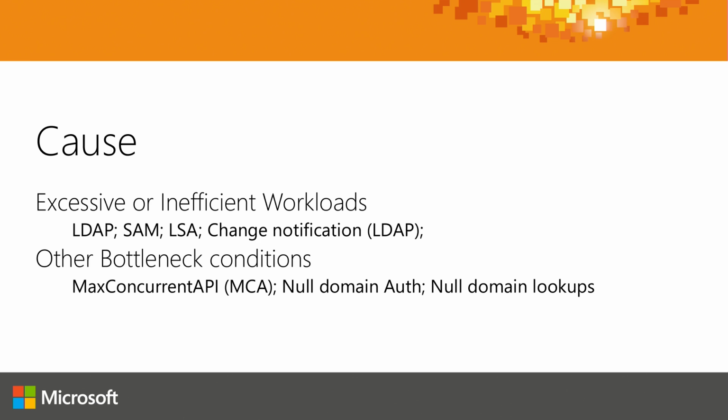So the logging we'll look at today is really to cover these top scenarios. The bottom two scenarios you would see manifest in a netlogon.log for the null domain auth scenario. And for null domain lookups, that would be in something called LSA logging, and that's logging you need to enable.